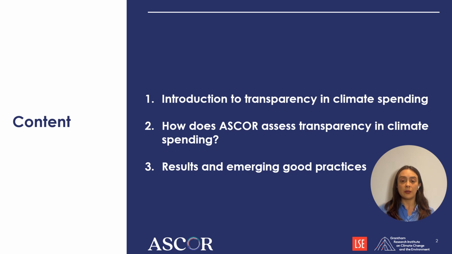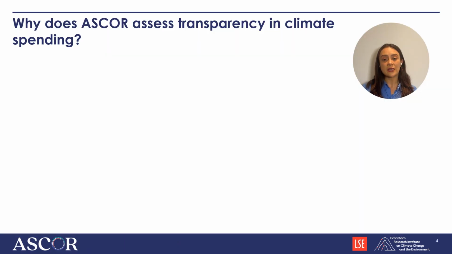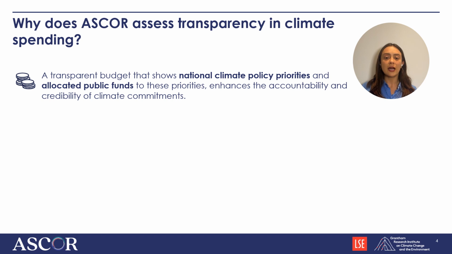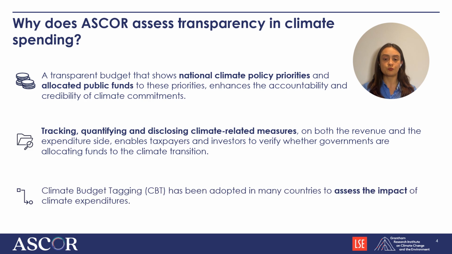The presentation today will be divided in these three sections. So why does ASCOR assess transparency in climate spending? A transparent budget that shows national climate priorities enhances accountability and credibility of climate commitments. Tracking, quantifying, and disclosing climate-related expenditures can help investors and other stakeholders verify whether governments are allocating enough funds to the policies that they committed to. Finally, climate budget tagging has been adopted in many countries as a practice to measure the impact of climate-relevant expenditures.